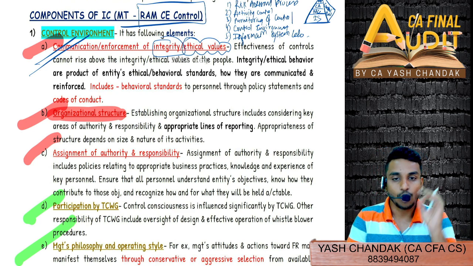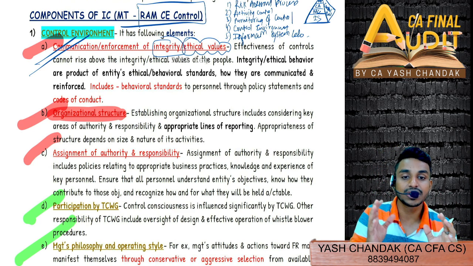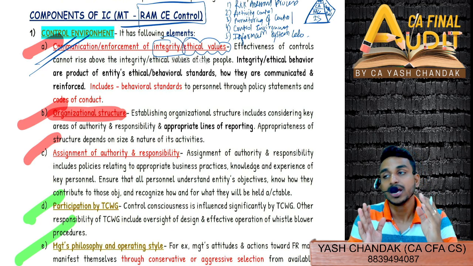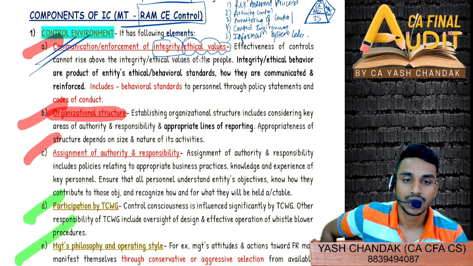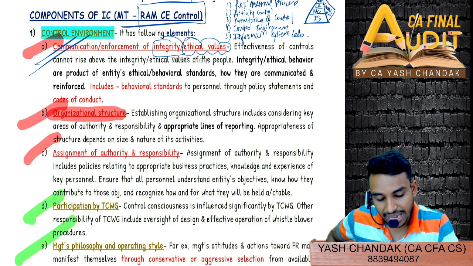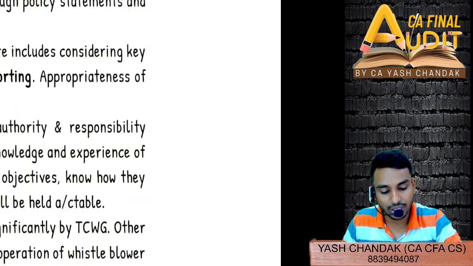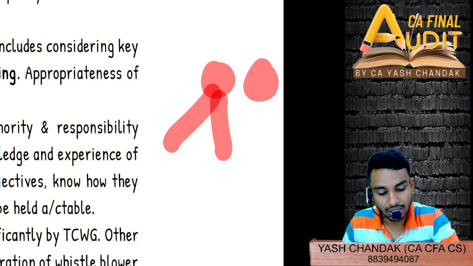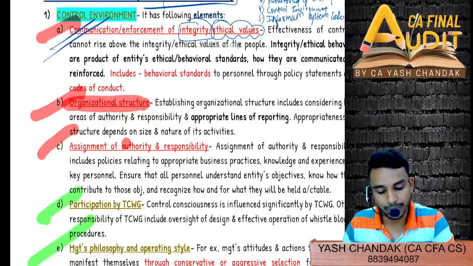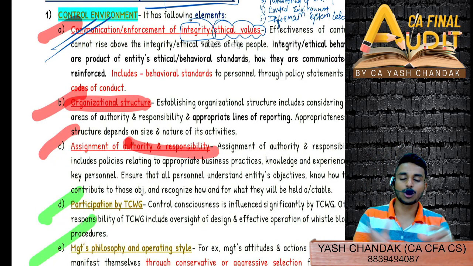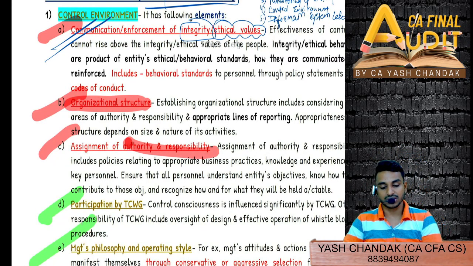One of the points itself is organizational structure. Then in the organizational structure, the communication should happen: communication of integrity and ethical values. And then the authority and responsibility. Who has the authority? Who has the responsibility? Authority and responsibility, that is more or less all 3 points relating to organizational structure.